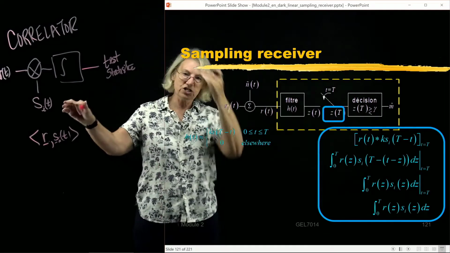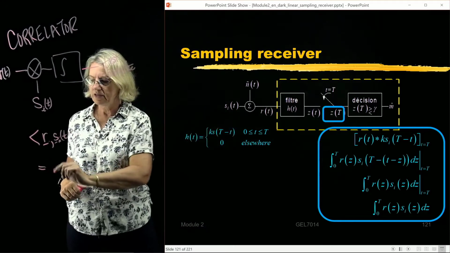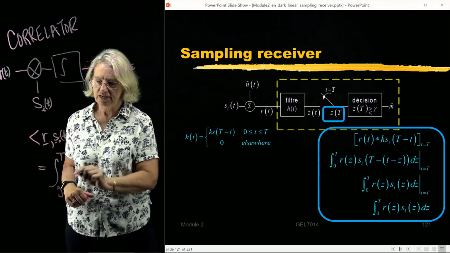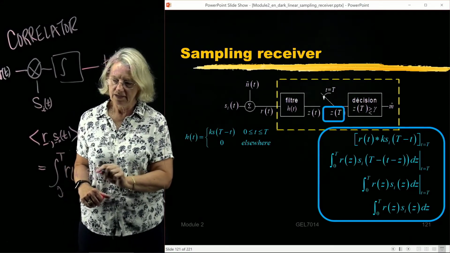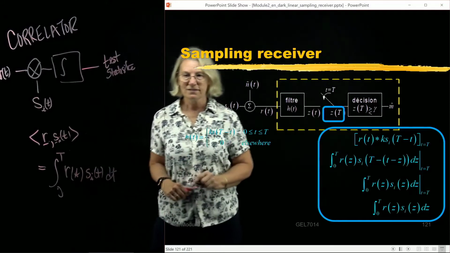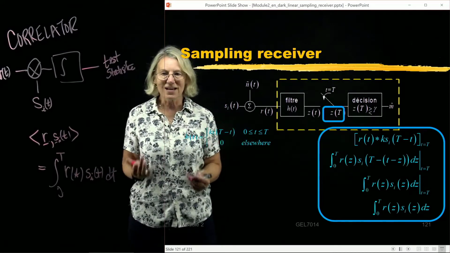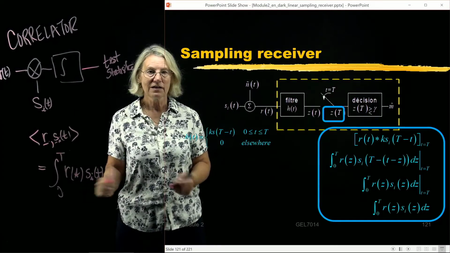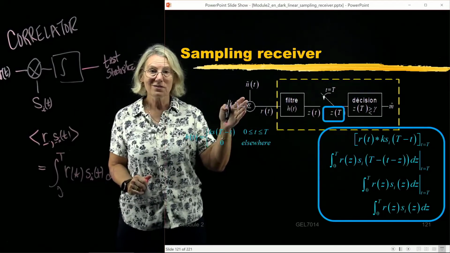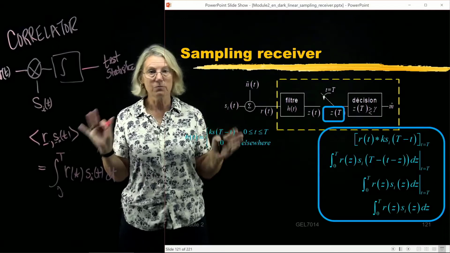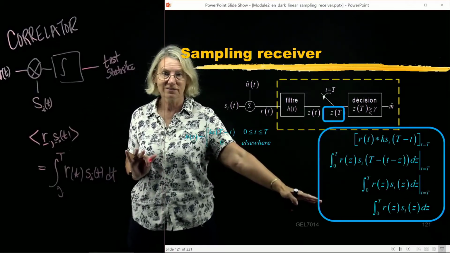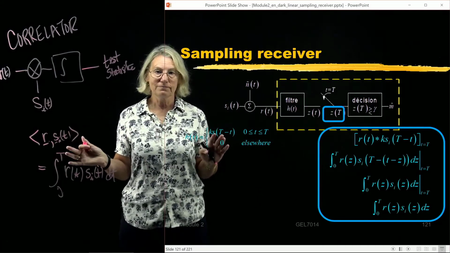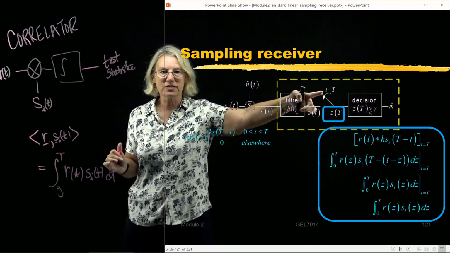This is the definition of the inner product: the integral from 0 to T of r(t) s_i(t) dt. So an inner product is essentially a correlator, and the matched filter looks very similar to the correlator. Okay, so correlator and matched filter are equivalent, and it's really just because we sample it this time.